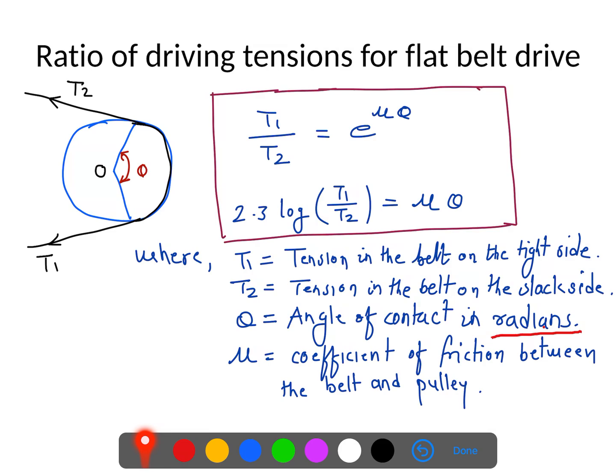So we can say from this expression that the ratio T1 by T2 is a function of the coefficient of friction between the belt and the pulley and the angle of contact, or we can say the angle of lap. Generally, whenever we consider a belt drive, the angle of contact is small on the smaller pulley, and that's why the power transmission capacity of the belt drive is decided by the angle of contact at the smaller pulley. So generally this theta is considered at the smaller pulley.